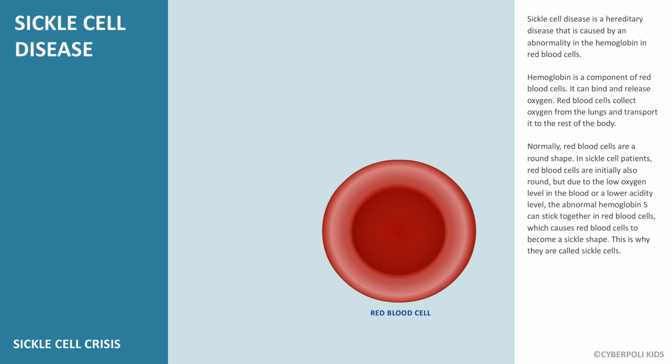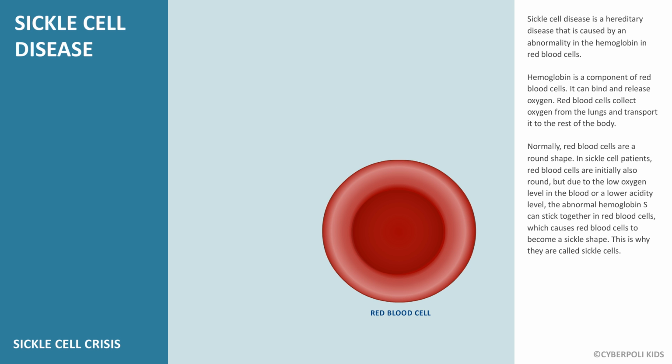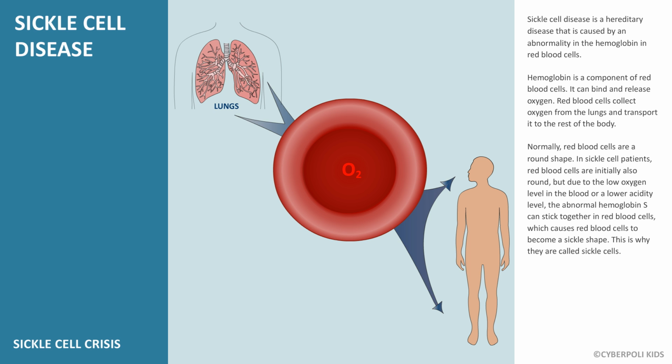Sickle cell disease is a hereditary disease that is caused by an abnormality in the hemoglobin in red blood cells. Hemoglobin is a component of red blood cells. It can bind and release oxygen. Red blood cells collect oxygen from the lungs and transport it to the rest of the body.